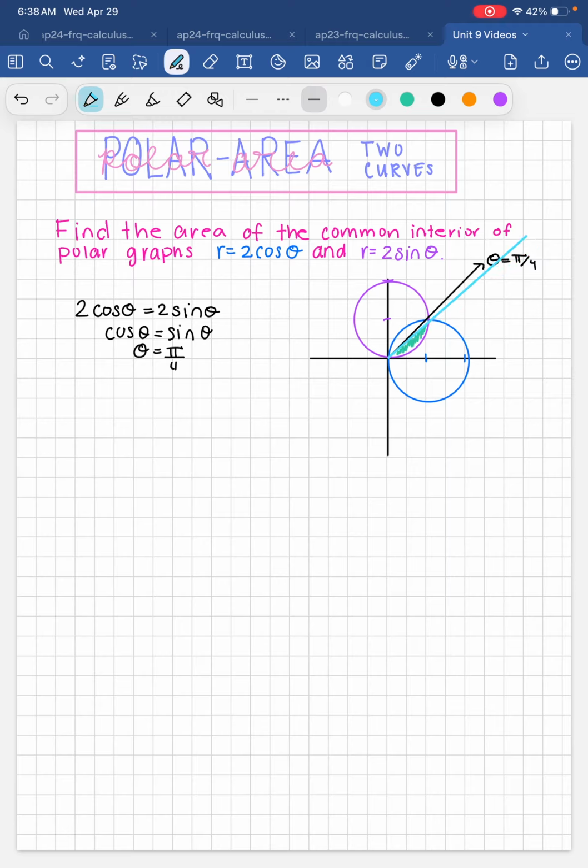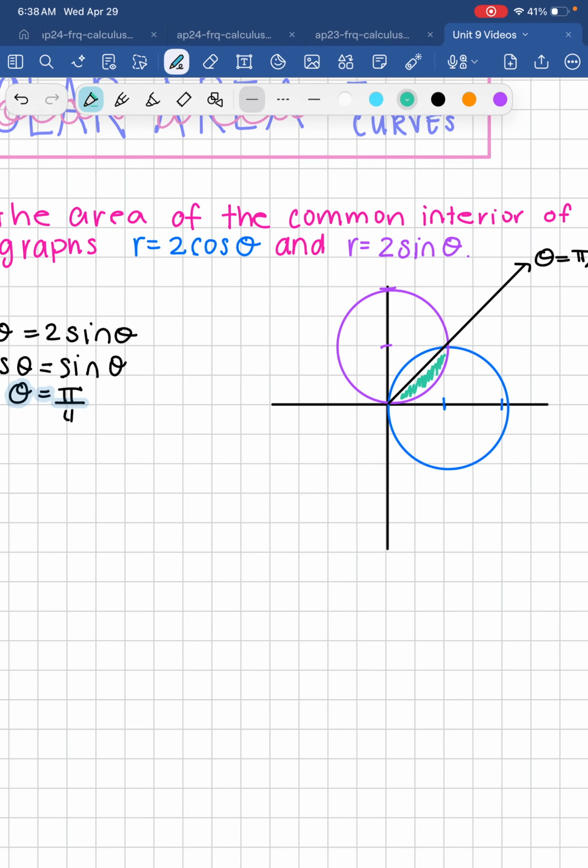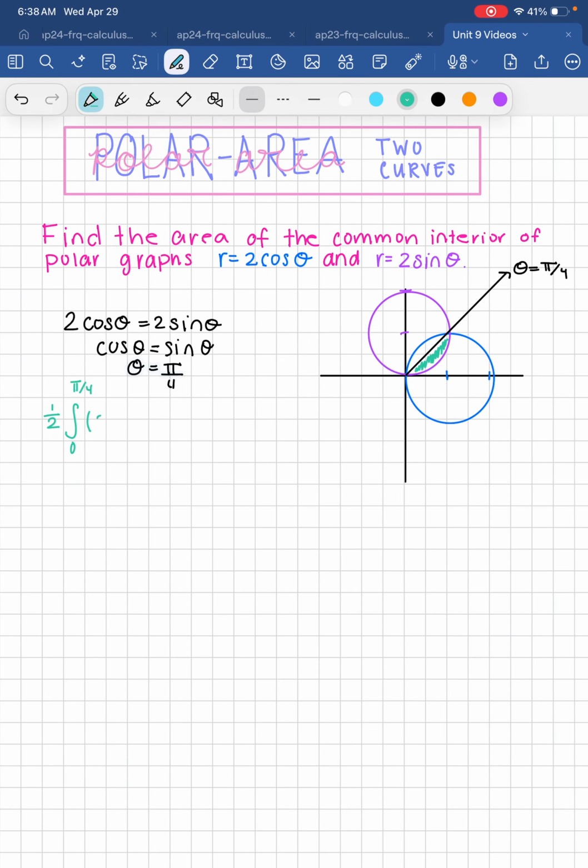That's how I know my bounds for this first green integral are going to be 0 to pi over 4, 1/2. And now how do you know which curve to use? If you notice, this green region is touching the purple curve. Here's the purple curve up here. So we're going to do 2 sine theta squared d theta.